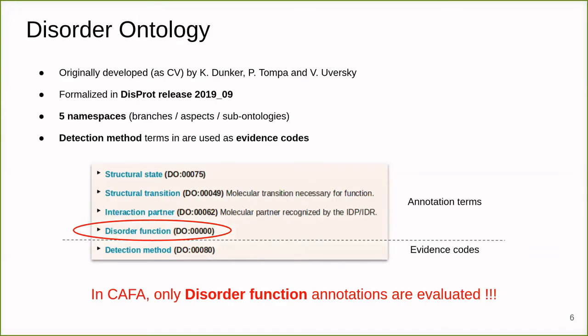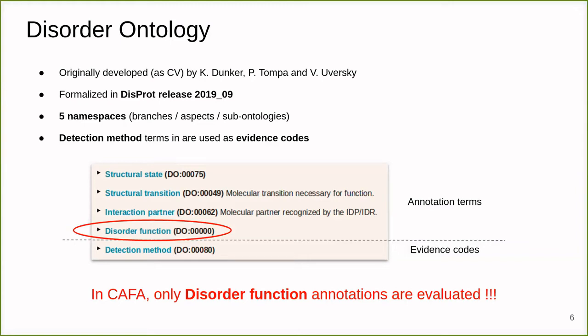So I think I have to say something about the ontology. The ontology is new, but it's based on a controlled vocabulary, which was first defined by Kit Dunker, Peter Tompa, and Vladimir Uversky. They basically provide a classification of different types of disorder functions. And Disprot, since the release in November 2019, has formalized this controlled vocabulary in the OBO format, which is typical for ontologies, and tries to give more structure to the terms and their relationships.